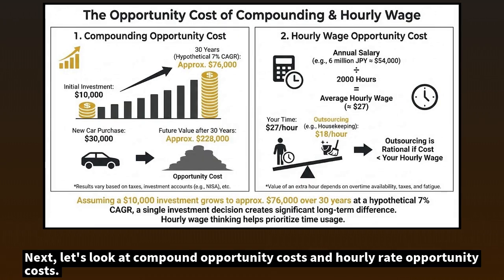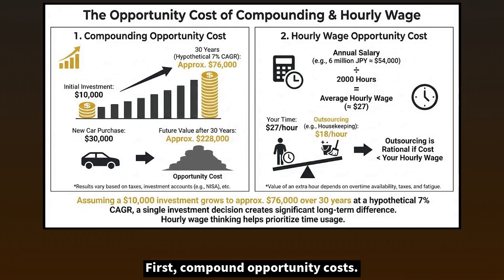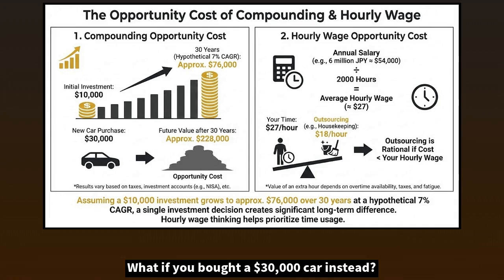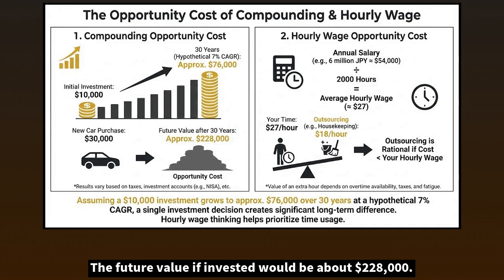Next, let's look at compound opportunity costs and hourly rate opportunity costs. First, compound opportunity costs. Invest $10,000. If you can invest at 7% annual return compounded, leaving it for 30 years yields about $76,000. What if you bought a $30,000 car instead? The future value, if invested, would be about $228,000.